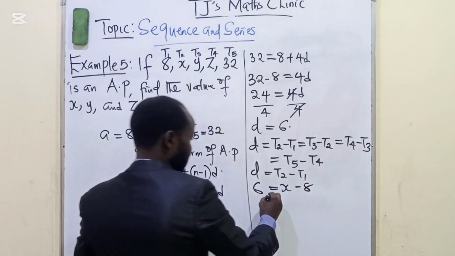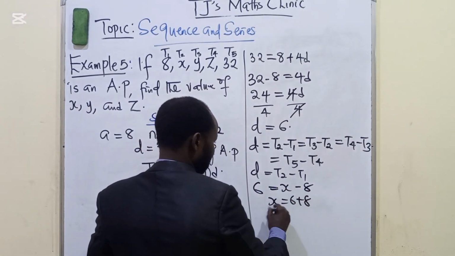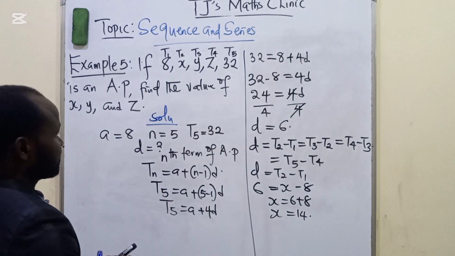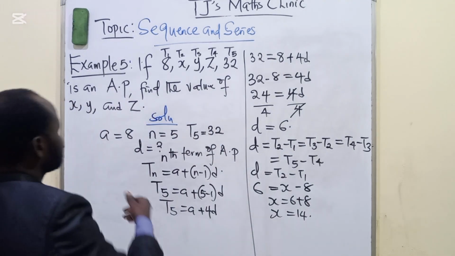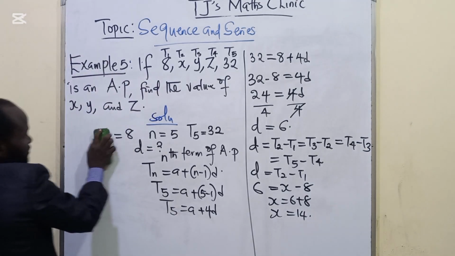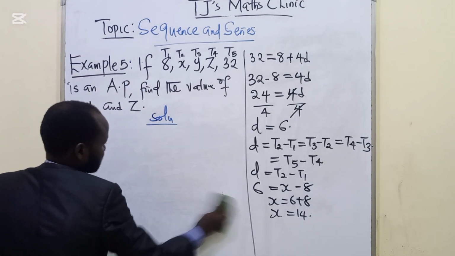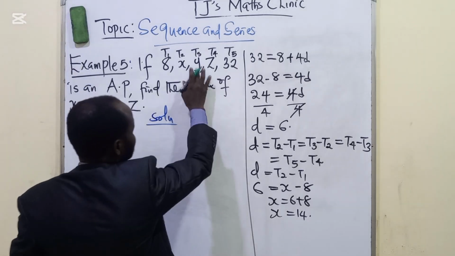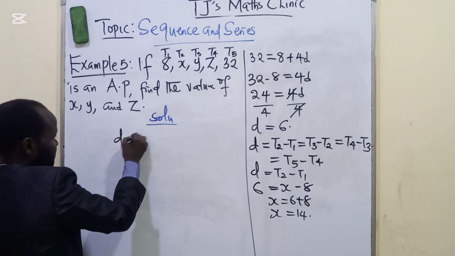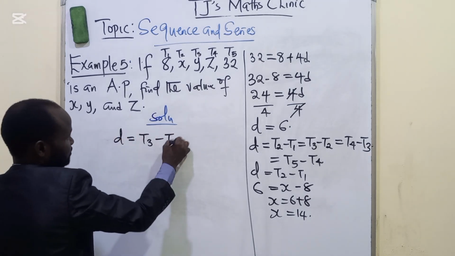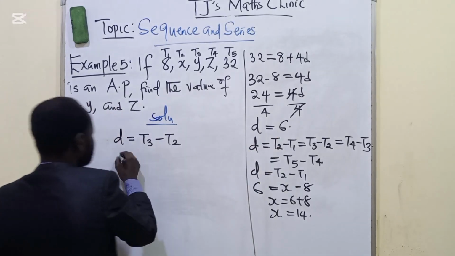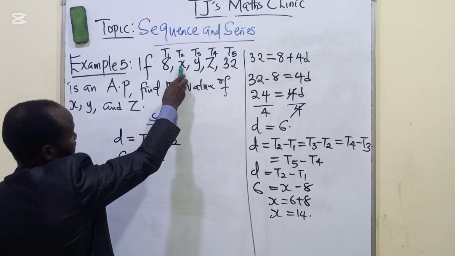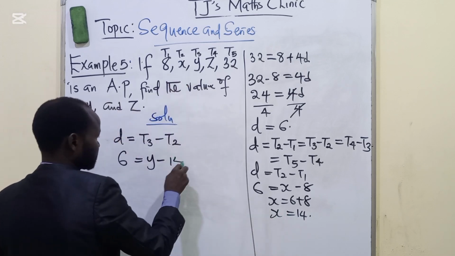Let's collect like terms. x will be 6 plus 8. So x is 14. If x is 14, we can easily find y and z. To find y, we know that the common difference d is nothing but the third term minus the second term. d is given as 6. So 6 equals our third term y minus our second term, which is x, now 14.